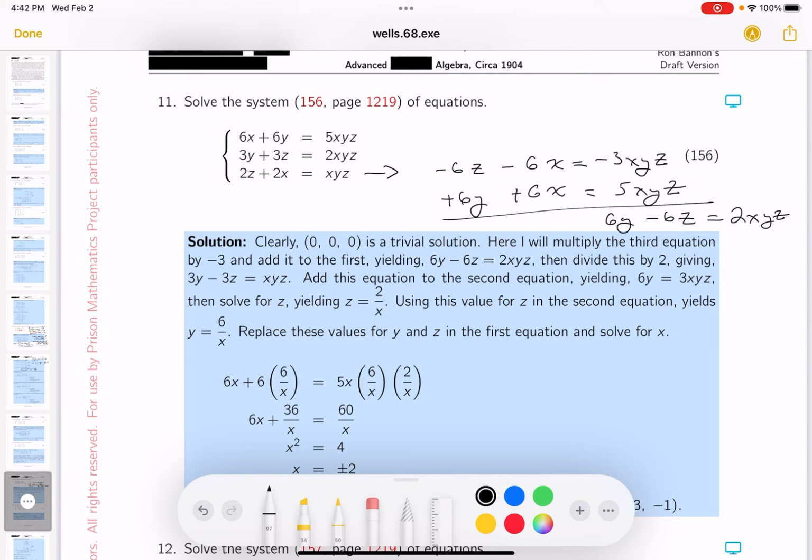And I guess you know what I would do? Let's see. I think I would divide by 2. And what would you get there? 3y minus 3z, and I divided by 2, by the way, equals xyz. All right? And I see that written down, by the way. It says, add this equation to the second equation now. Well, let's do that. What's the second equation? 3y plus 3z equals 2xyz. And what would that give you? Well, the z's disappear now. What do you get? You get 6y equals 3xyz.